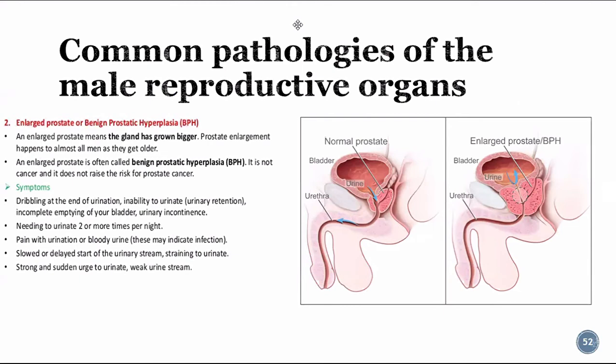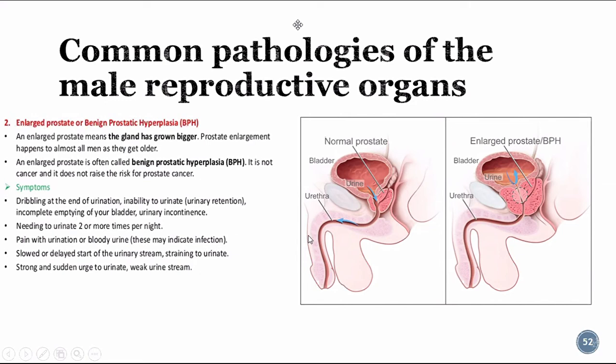We will discuss a few common pathologies of the male reproductive organs, starting with that of the prostate, benign prostatic hyperplasia. An enlarged prostate means that the gland has grown bigger. Prostate enlargement happens to almost all men as they get older, so this is mostly happening in older males. An enlarged prostate is often called benign prostatic hyperplasia. It is not automatically cancer, and BPH does not raise the risk for prostate cancer.